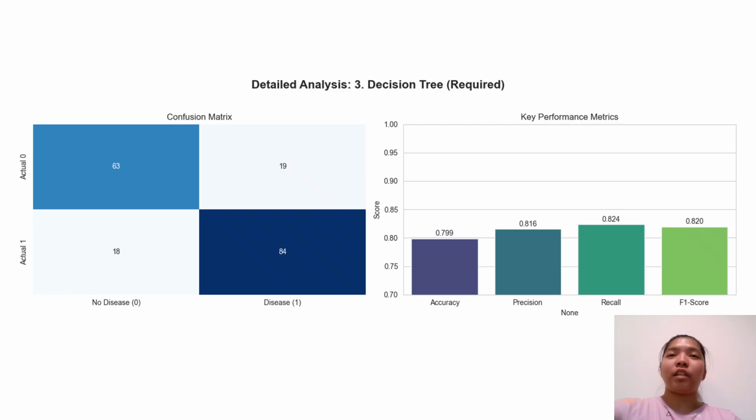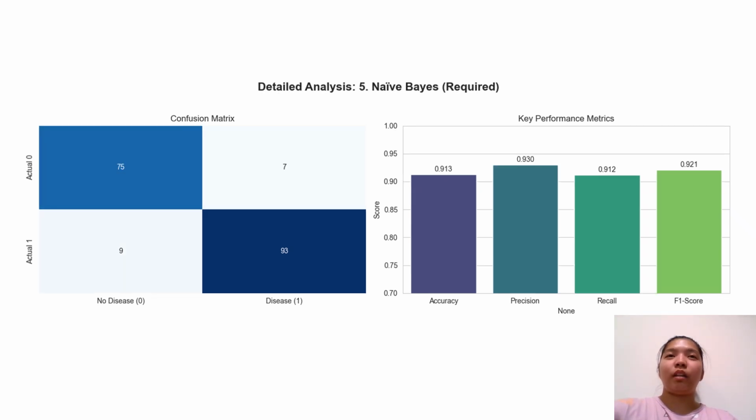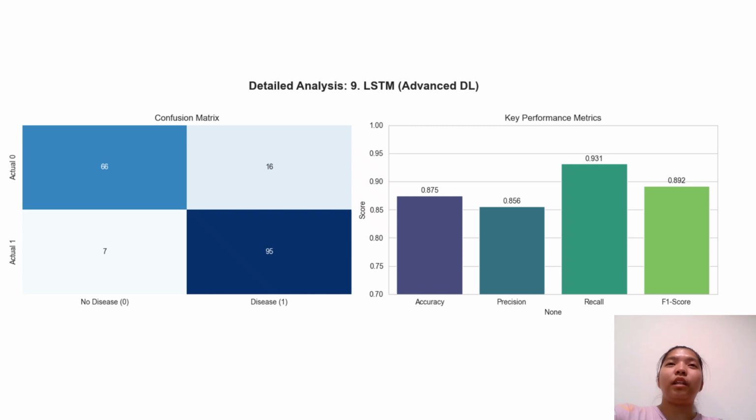Here is the detailed analysis of decision tree. You can see the confusion matrix and key performance metrics. For this one, the detailed analysis of random forest, confusion matrix, and key performance metrics. And this one is the detailed analysis of naive Bayes, confusion matrix, key performance metrics. This is a detailed analysis of the multi-layer network, and this is the detailed analysis of LSTM, or long short-term memory network.